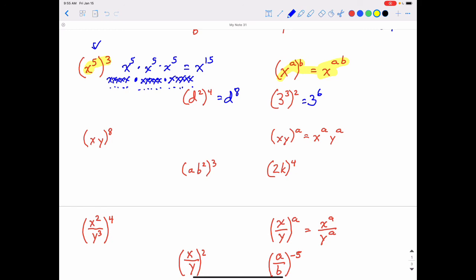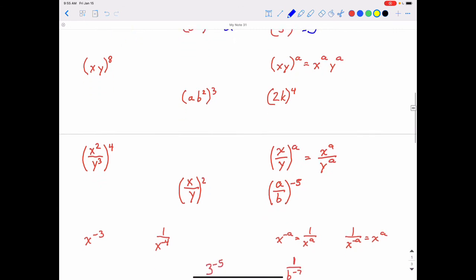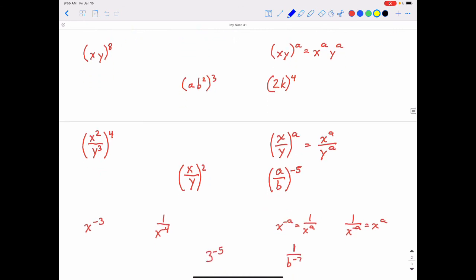Not only does power of power work with one variable, it also works with two variables. The next set is xy to the 8th power. Well, we have the exponent 8 affecting both the x and the y in parentheses. What are the exponents on the x and the y? I don't see an exponent written there. Well, those are hidden ones. So that's actually x to the first power and y to the first power.